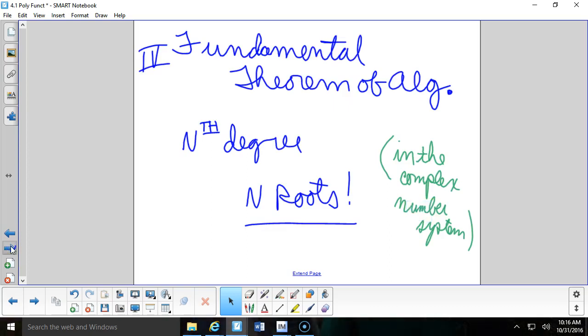And then there's this corollary to the fundamental theorem, which basically says an nth degree polynomial has n roots. So if it's a fourth degree polynomial, you're going to have 4 answers. Some of them might be in the complex number system. Some of them could be just real numbers. Fifth degree polynomial, 5 answers.